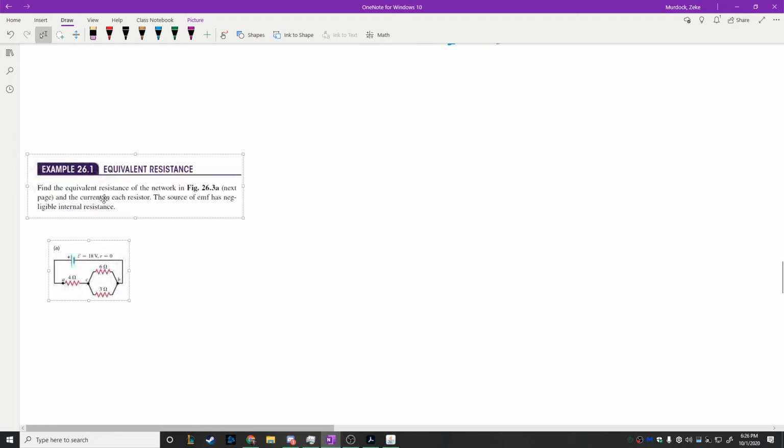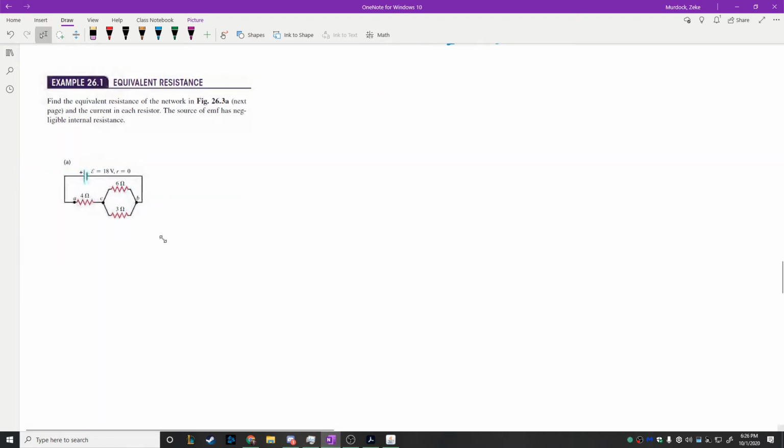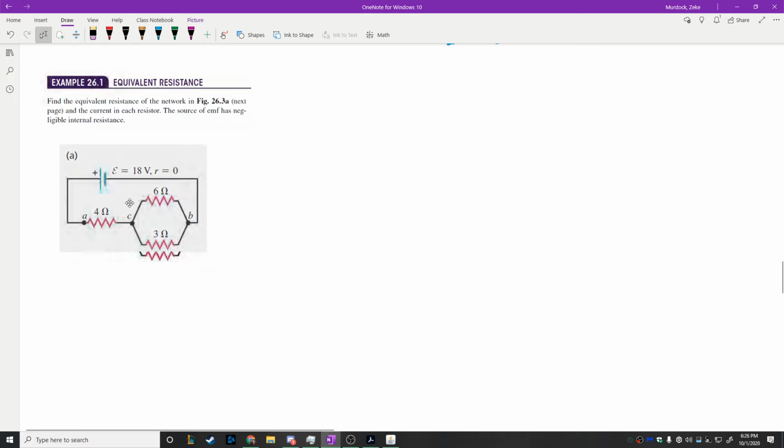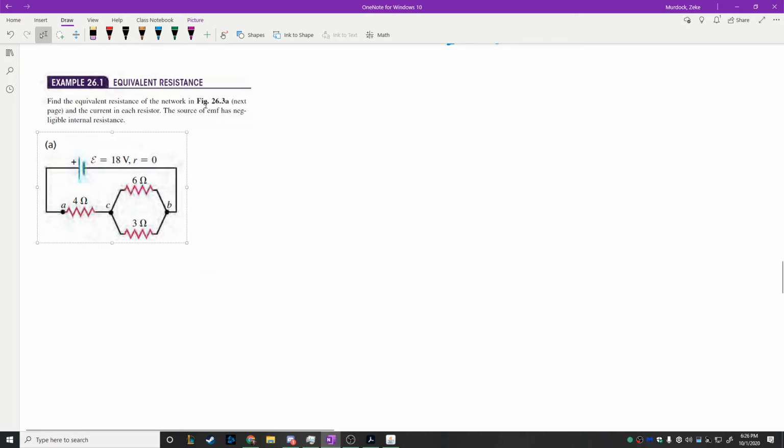Okay, very straightforward problem here. We've got a network that's drawn for us. As you can see, these little red squiggly lines are your resistors. You've got a 3, a 6, and a 4 ohm resistor connected as shown here. We want to find the equivalent resistance of the network, and we also want to find the current through each resistor. The source of EMF has negligible internal resistance, so that's what the r equals 0 here. Remember last time we talked about how the batteries themselves can have resistance. We're just going to assume these are ideal sources, and we're not going to worry about that.